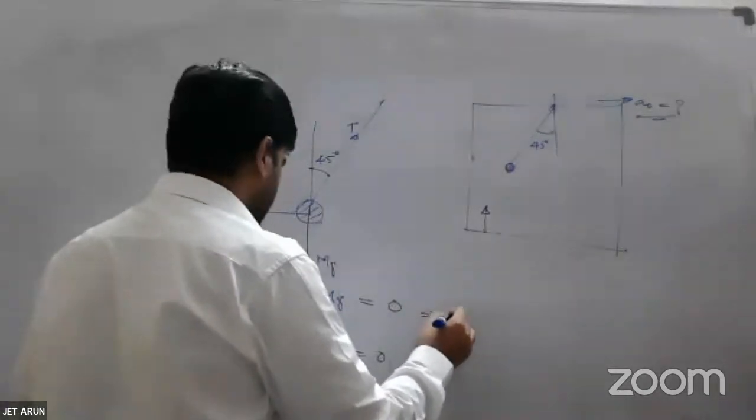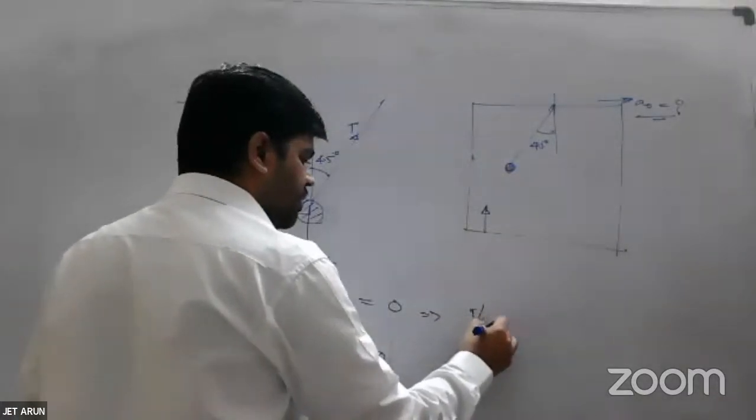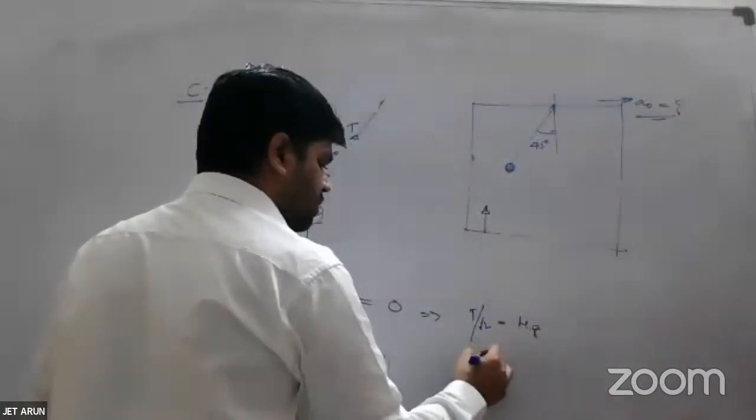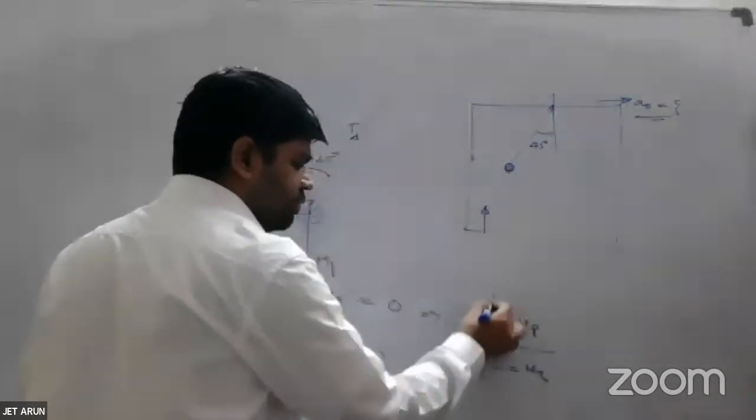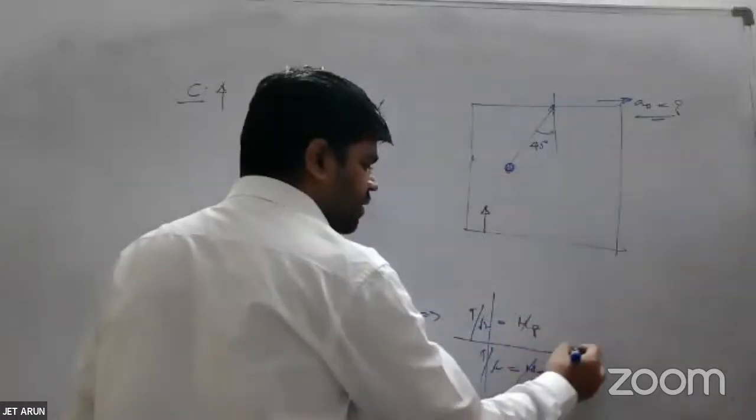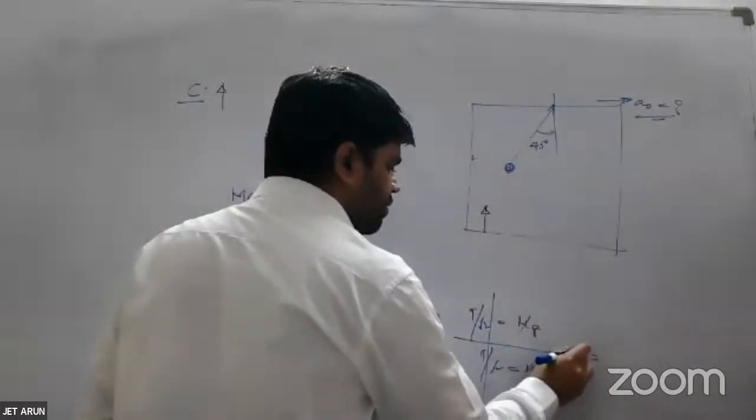This implies, cos 45 is 1 by root 2, T by root 2 is equal to mg, T by root 2 equal to m a. I divide these two, T gets cancelled out, m gets cancelled out, and a is equal to g.